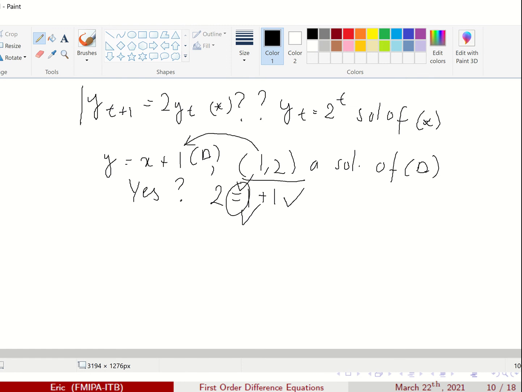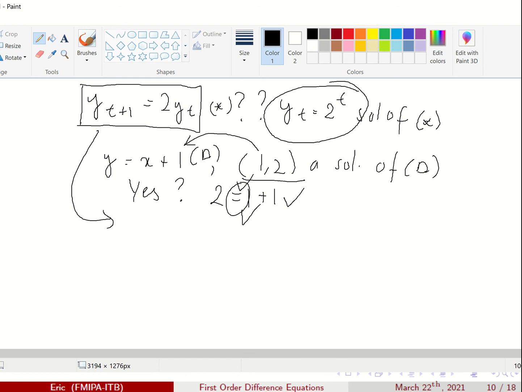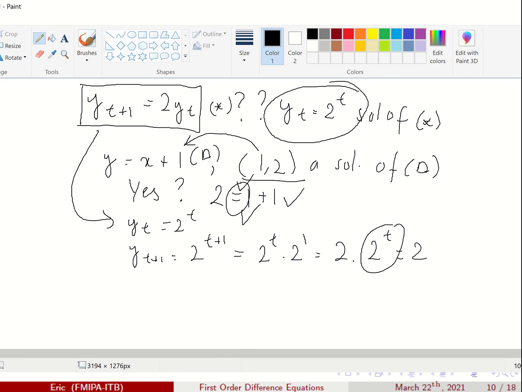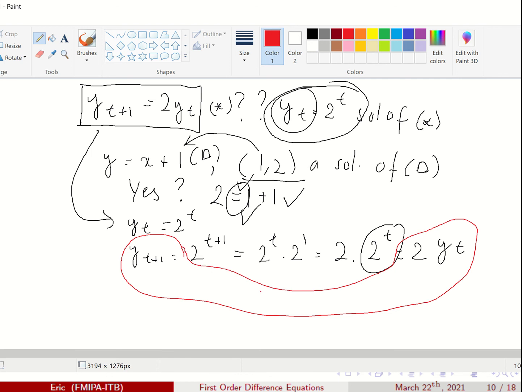What about this one? The same. You want to check whether this is a solution. You substitute this into y(t+1). So you have y(t) equals 2 to the power of t. What is y(t+1)? This is 2 to the power of t+1, which is the same as 2 times 2 to the power of t. But 2 to the power of t is y(t). So in the end, you have y(t+1) equals 2 times y(t). So it indeed satisfies this relation. So this is the solution of this. Okay, easy.